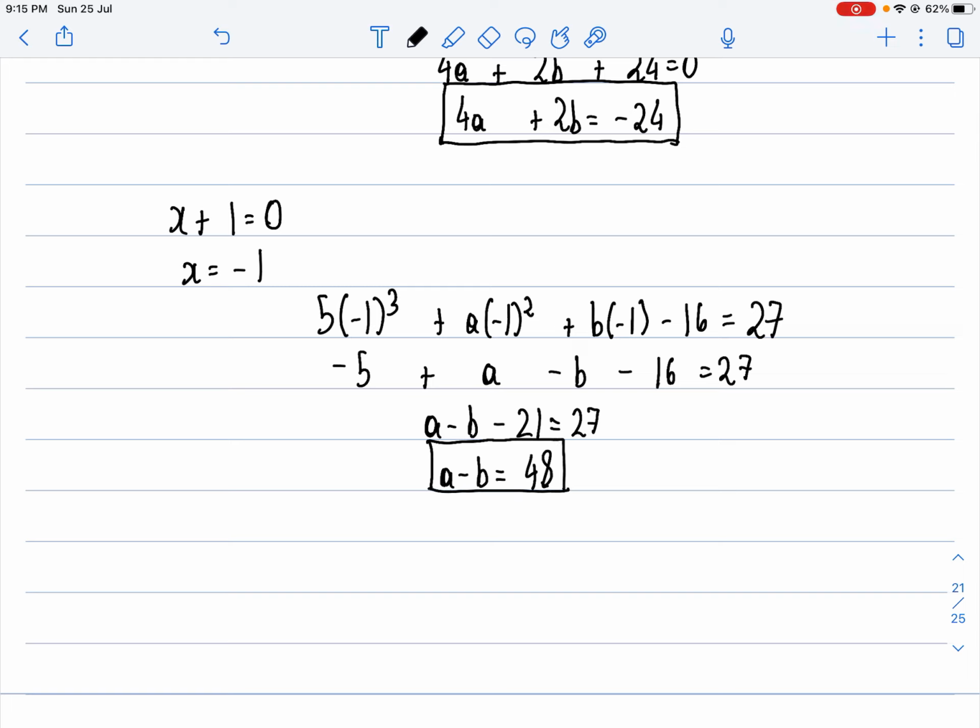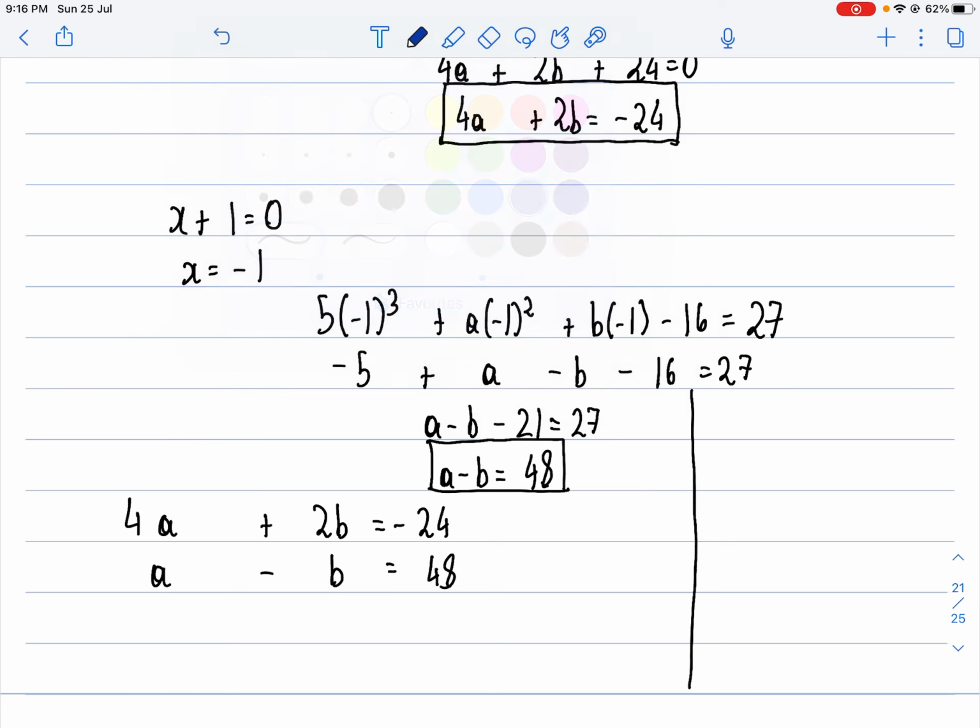So I can simply say that this is my equation number 2. Now the two equations I have are simply 4a plus 2b equals minus 24, and a minus b equals 48. As you can see, this is a simultaneous equation. For this, I can simply use my calc. It's a really simple method, and it will be a very fast method. So this is basically for simultaneous equations.